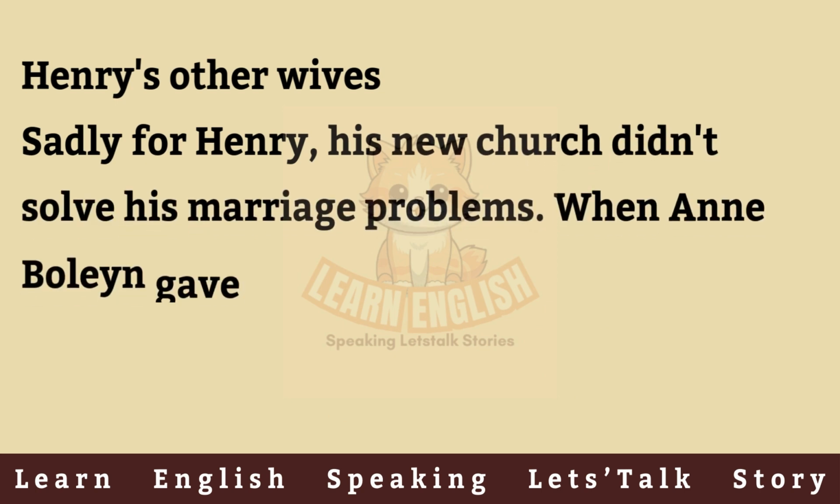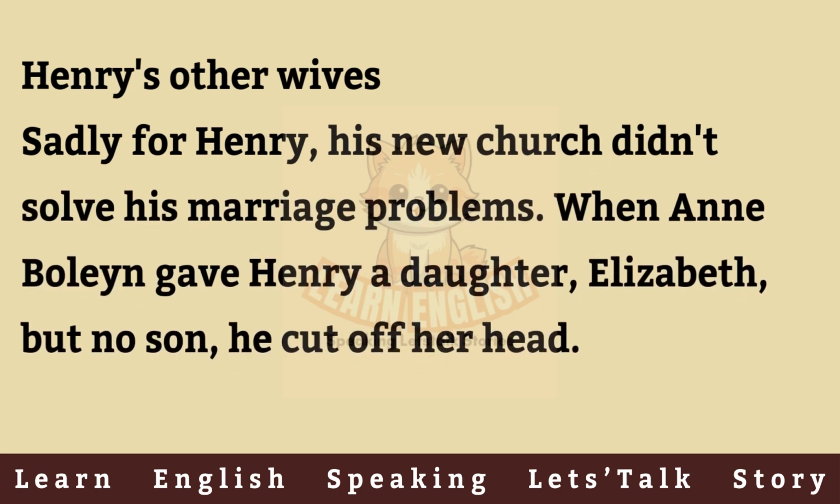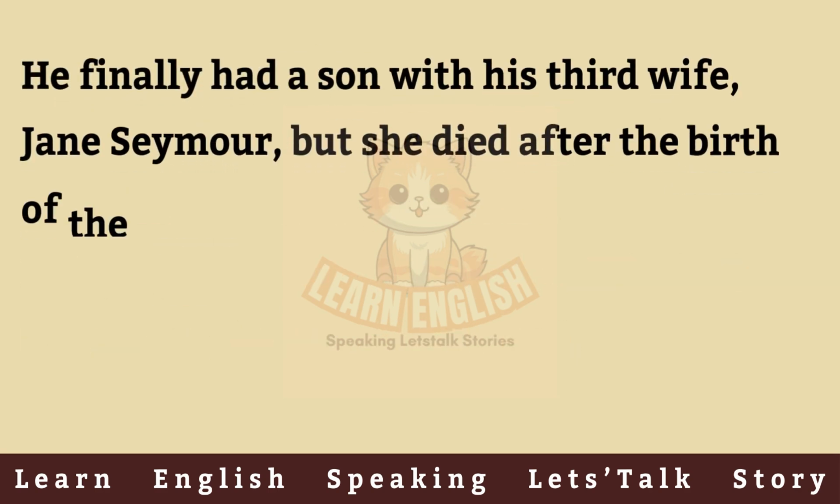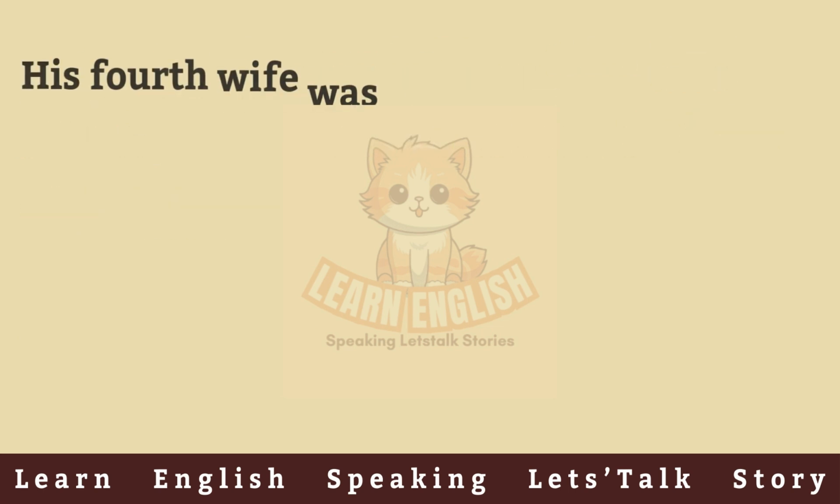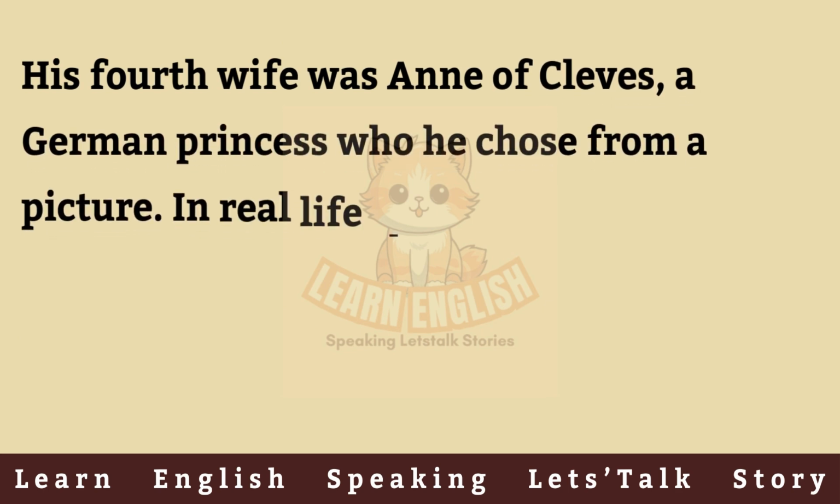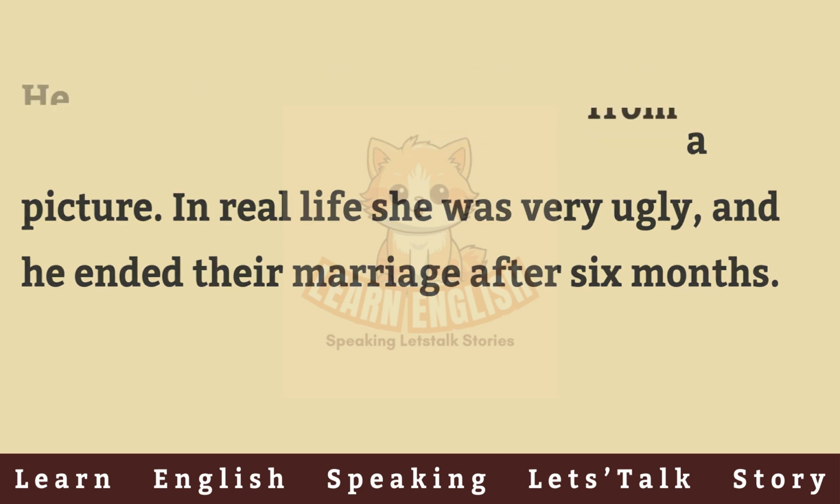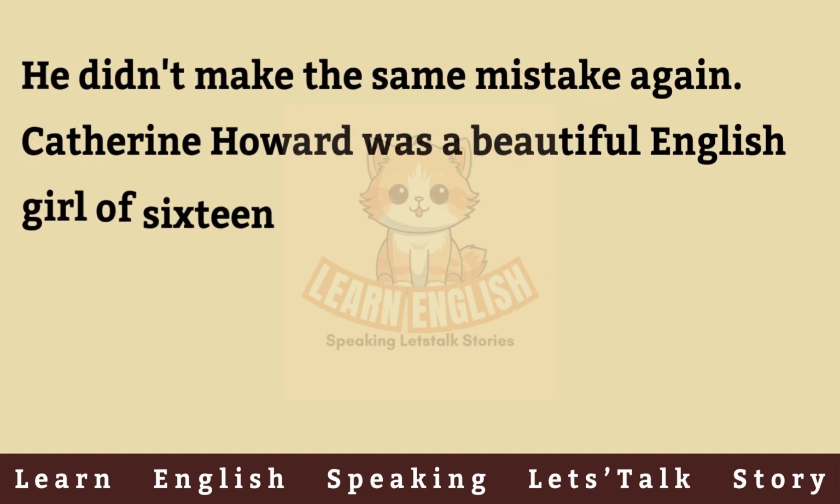Henry's other wives. Sadly for Henry, his new church didn't solve his marriage problems. When Anne Boleyn gave Henry a daughter, Elizabeth, but no son, he cut off her head. He finally had a son with his third wife, Jane Seymour, but she died after the birth of the baby. His fourth wife was Anne of Cleves, a German princess who he chose from a picture. In real life she was very ugly, and he ended their marriage after 6 months. He didn't make the same mistake again.